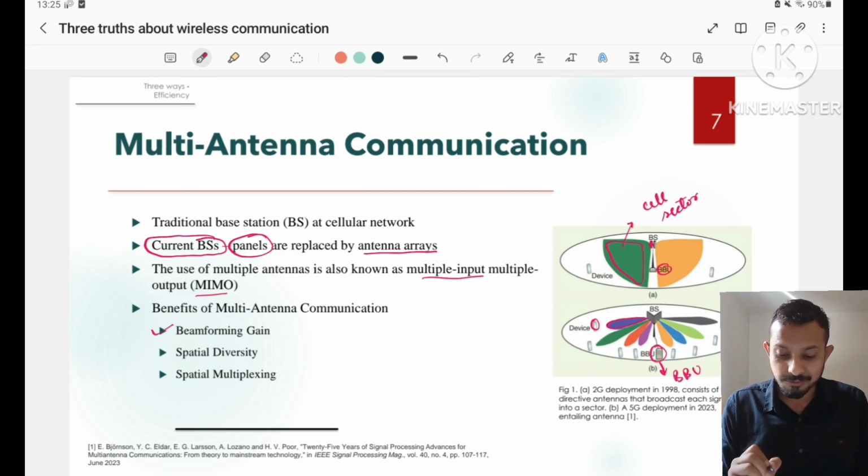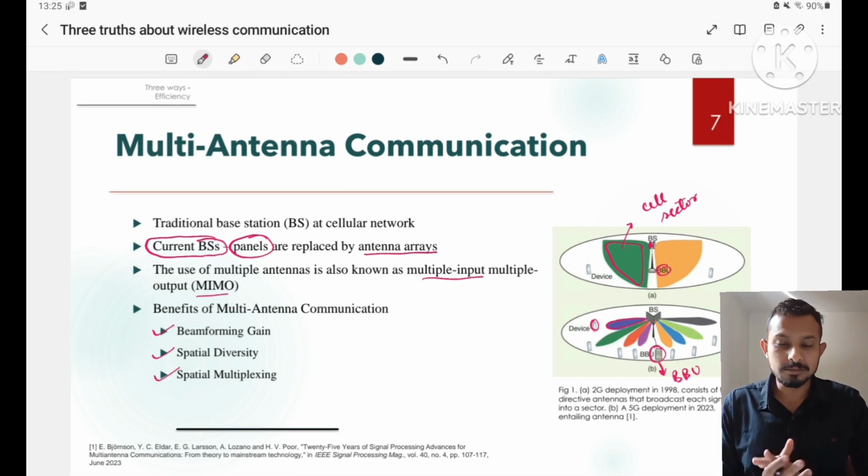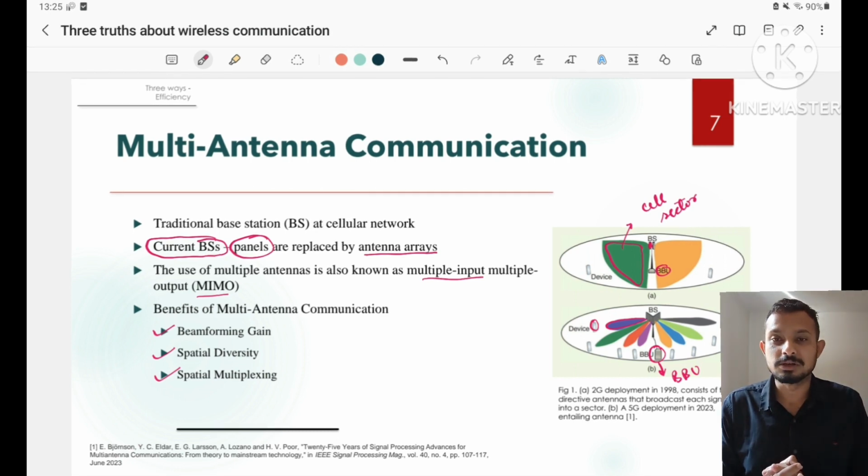First is the beamforming gain, second is the spatial diversity, and third is the spatial multiplexing. In the coming videos, we will look into what each of the terms implies: beamforming gain, spatial diversity, and spatial multiplexing.